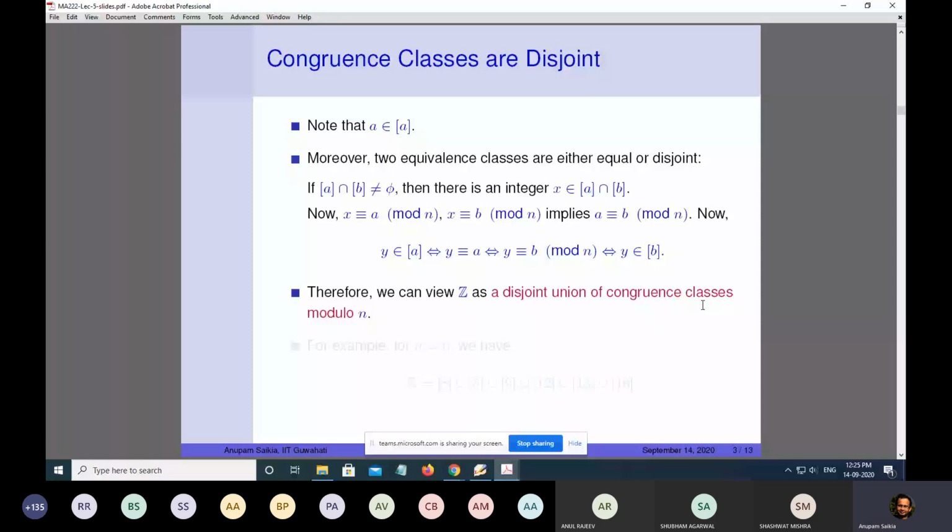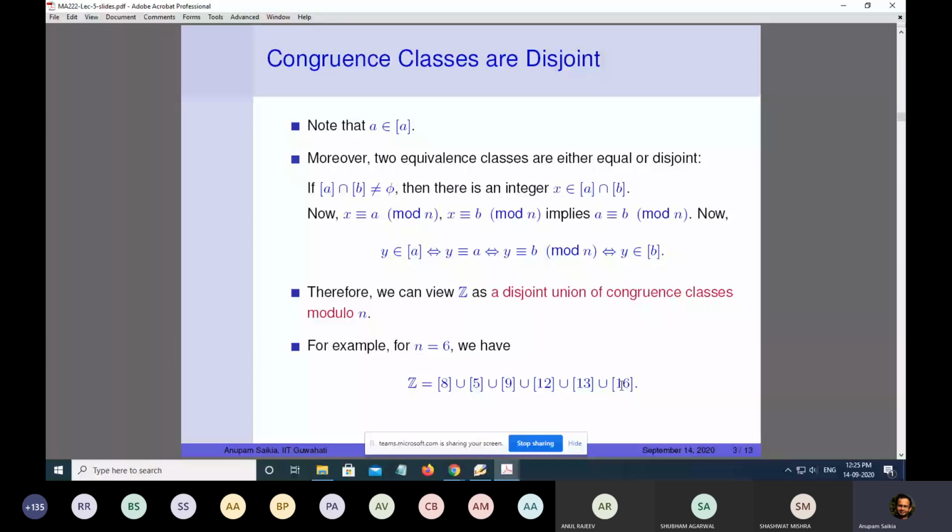Okay, so let me give an example. Let's take n equal to 6. Then certainly I can write Z as a disjoint union of equivalence classes. This is what I mean. Any integer I take, let's say 100, must belong to one of them. Where will it belong? 100 leaves remainder 4 when I divide by 6. So which one of them leaves remainder 4? So 16, because 100 minus 16 is divisible by 6.